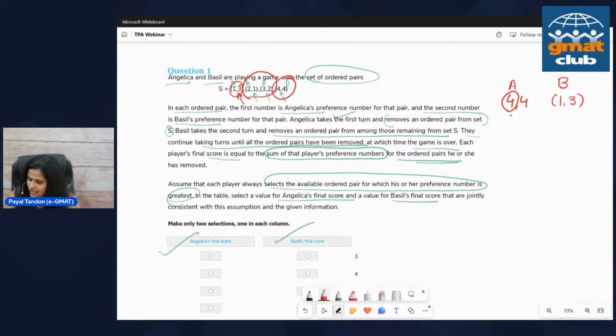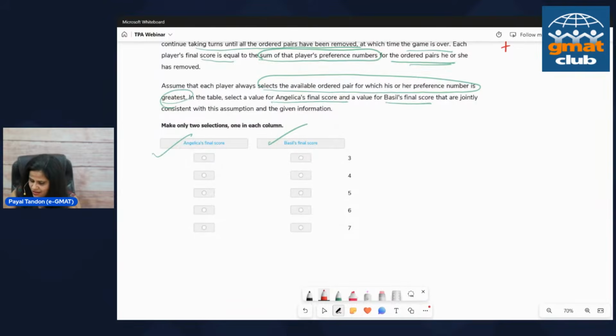Now, what's Angelica going to pick up? 3, 2. And then what is Basil going to pick up? 2, 1. Now, what is the score here? Score is going to be 7. And here the score is going to be 4. So the correct answer here is 7 and 4. That's it.